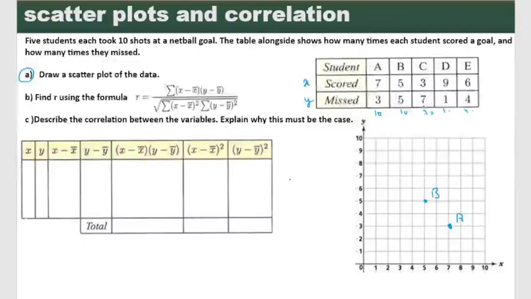For C, 3 and 7, here for C. D is 9 and 1, here for D. And E is 6 and 4, which is here, and which is E.